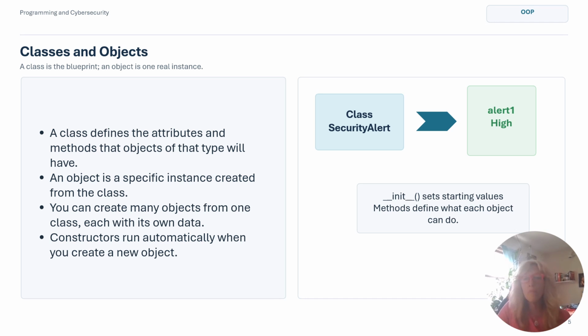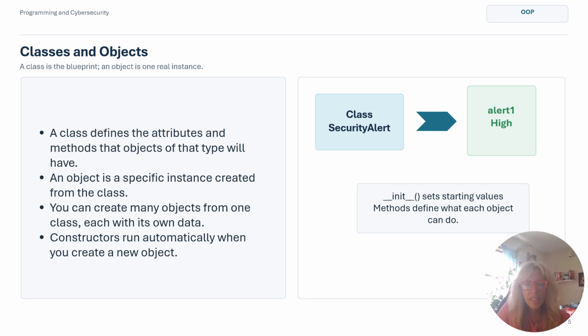So in this example, Security Alert is the class, and that means it defines what all Security Alert objects should look like. Then on the right, alert1 is an object made from that class, and in this case, its severity is set to high. So the class is the general design, and the object is one real version created from that design. Hopefully that makes sense.